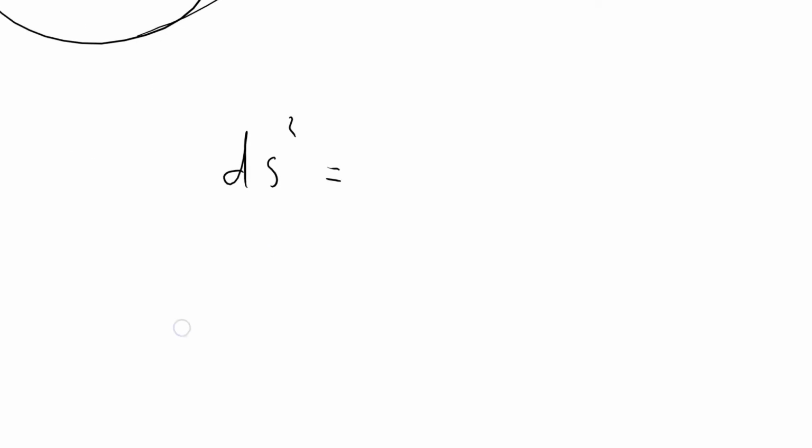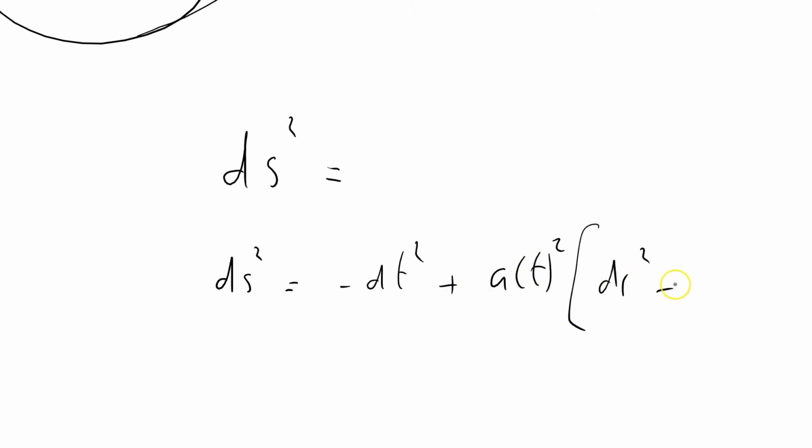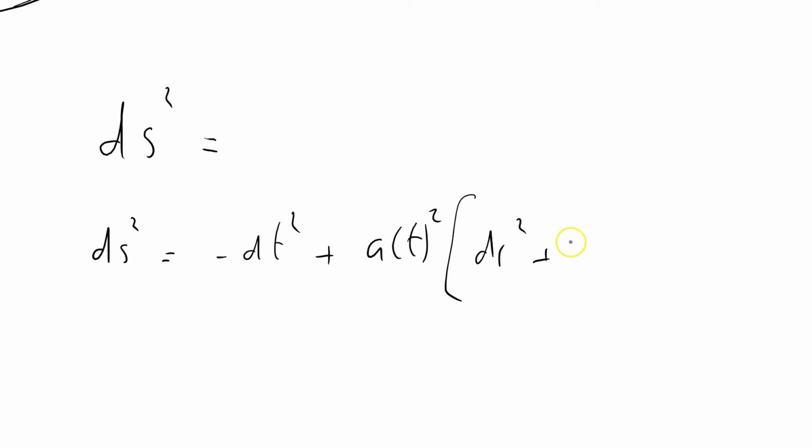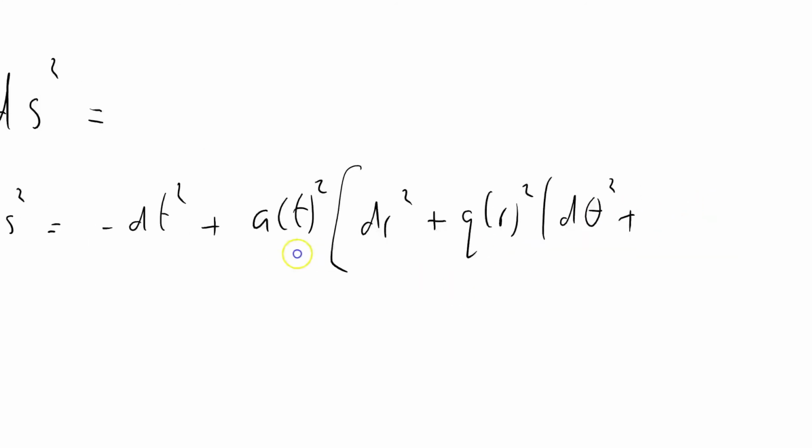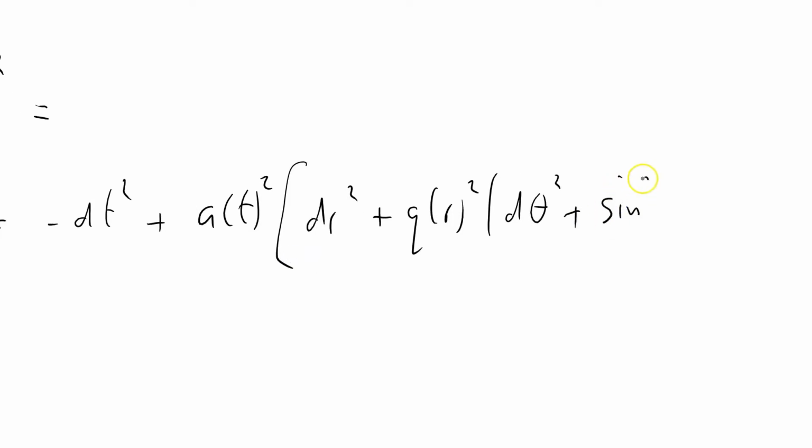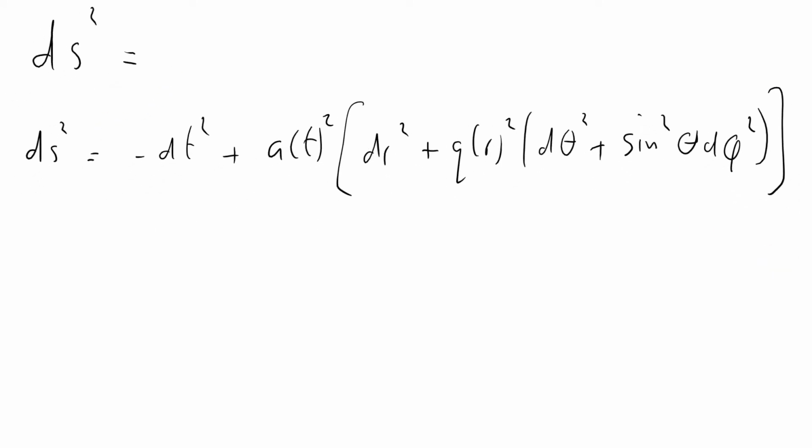ds squared equals minus dt squared plus A of t squared times dr squared plus Q of R squared, that's supposed to be a plus, times d theta squared plus sine squared theta d phi squared. There we go. So we've been looking at that metric for quite a long time.